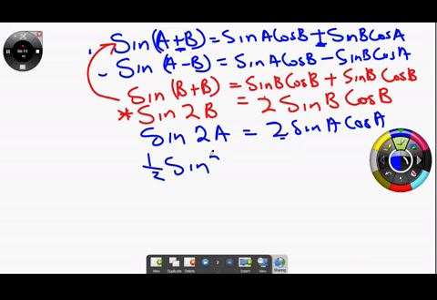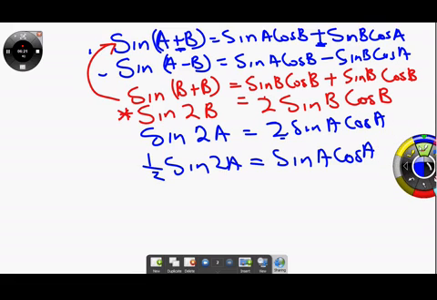Sine 2A is equal to sine A cos A. And you can see how beautiful it is, because I'm playing around with one identity. I played around with it, and I got this one which translates to this one, and this one which translates to this one. So you can actually follow the progress, and all you are doing is applying the identity. And remember, I said this is the identity we are using.